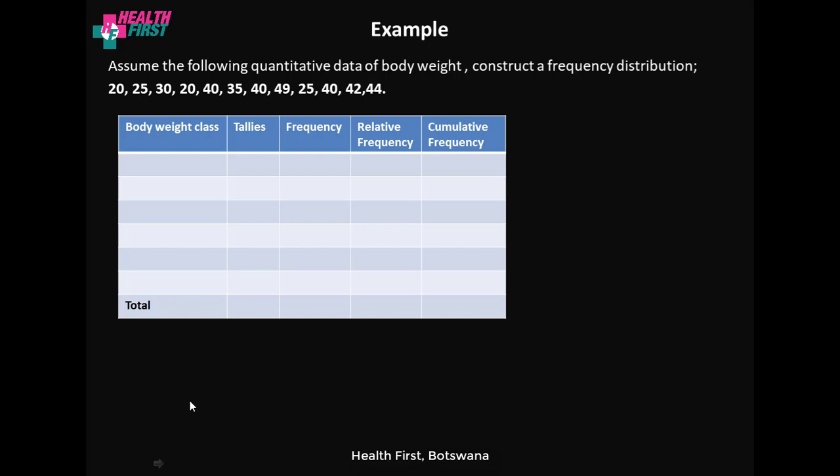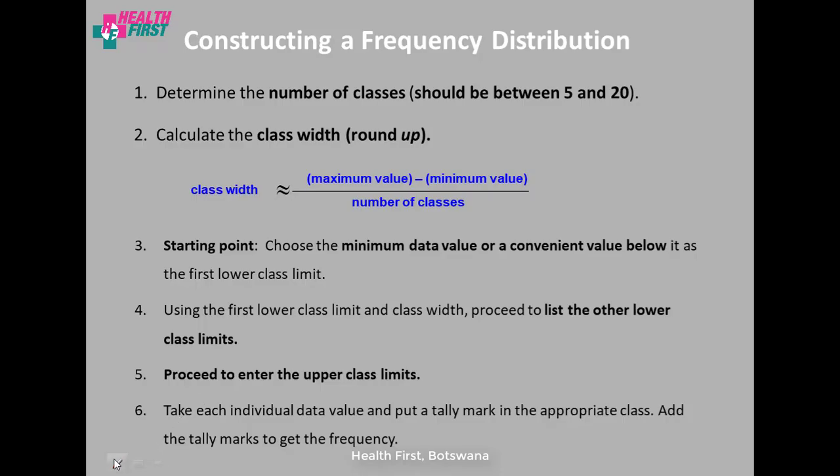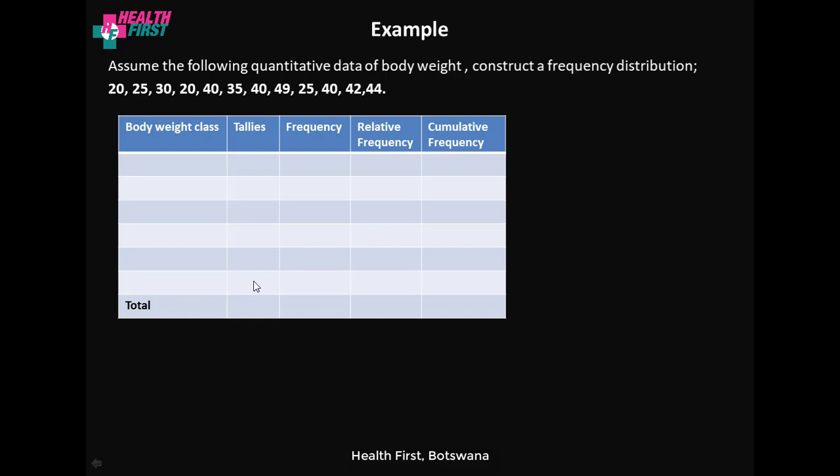Right, so let us work through this example in order to cement the steps that are used to construct a frequency distribution. You have to have this well laid out or memorized, basically, so that you can work through the steps in an exam or test situation. So assume the following quantitative data of body weight and construct a frequency distribution. Okay, so this is body weight in kilograms, right? And these are the data points that we have. So we have 1, 2, 3, 4, 5, 6, 7, 8, 9, 10, 11, 12 data points.